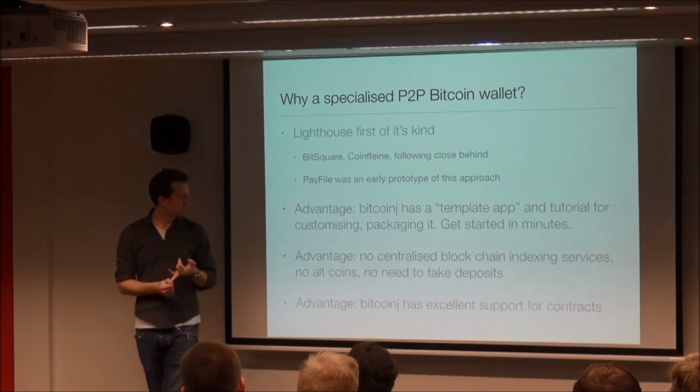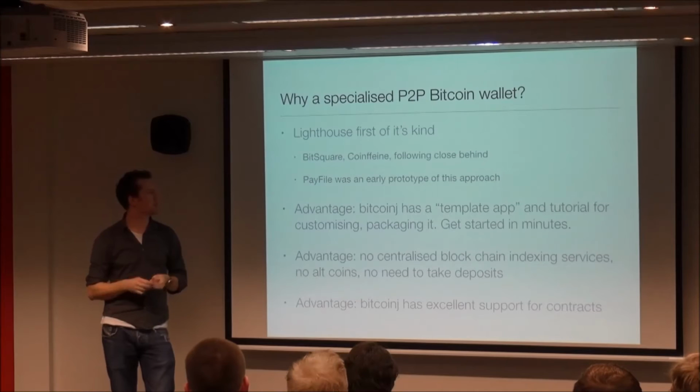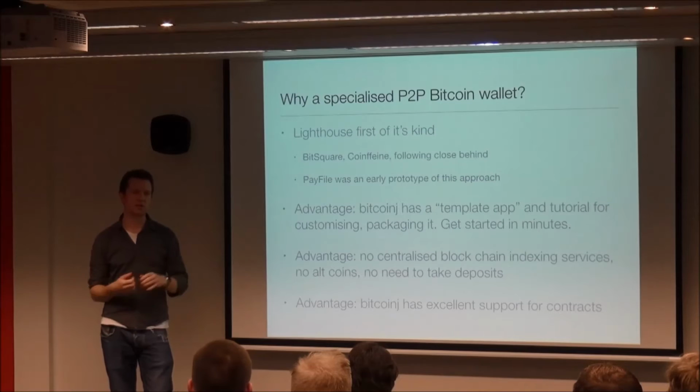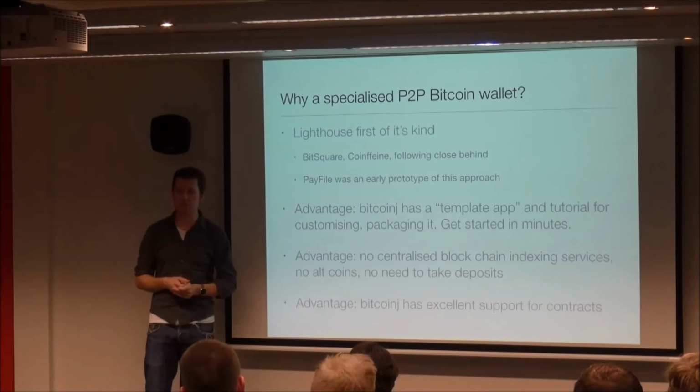And one advantage is this is a lot easier than you would think. Actually, the library I've written, BitcoinJ, has a template app that you just copy and paste to get started. And it's so quick to customize and package one of these. There's even a video tutorial showing you how to do it. You can do it in like half an hour, and you get like a Mac download out of it that's integrated and self-contained. And you've got your own wallet, and then you can do whatever you want with it. Right? You just customize the UI to make your perfect wallet.